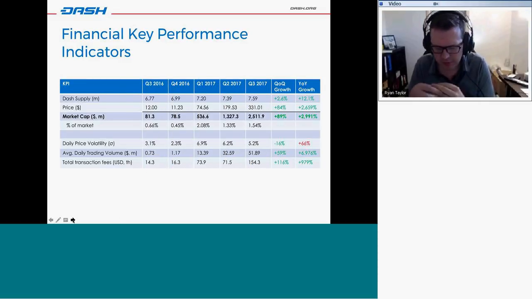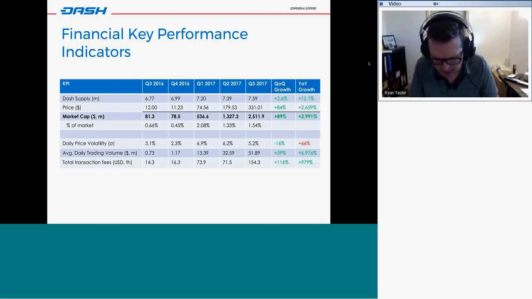At this point, I'll walk you through some of our key performance indicators from this quarter, as well as our financial statements. In terms of Dash's financial KPIs, Dash's market cap continued to grow rapidly in Q3. There were about 7.6 million coins at the end of Q3. This is up 12.1% from the previous year. Our price was up 84% from the previous quarter, finishing the quarter at 331.01. Dash's market cap increased 89% quarter on quarter and 2,659% year on year.